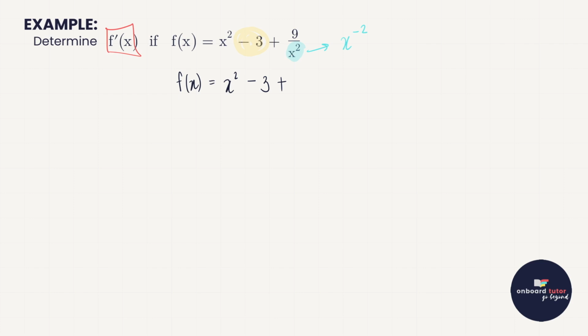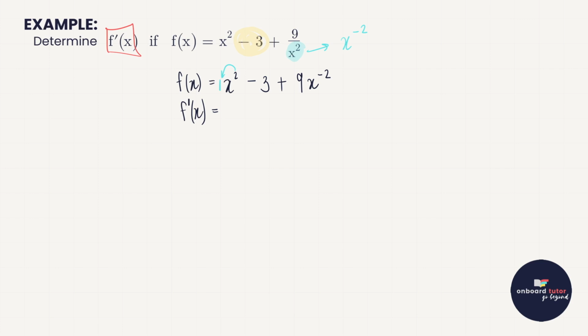So instead of having 9 over x squared, we're actually going to say 9 multiplied by x to the minus 2. Okay, we can't leave our final answer with a negative exponent, but that doesn't mean that we can't use them to our advantage while we calculate. Let's differentiate. So now we're going to say, okay, f prime x, because that's what they've asked for. Okay, we're going to start by bringing the 2 down.